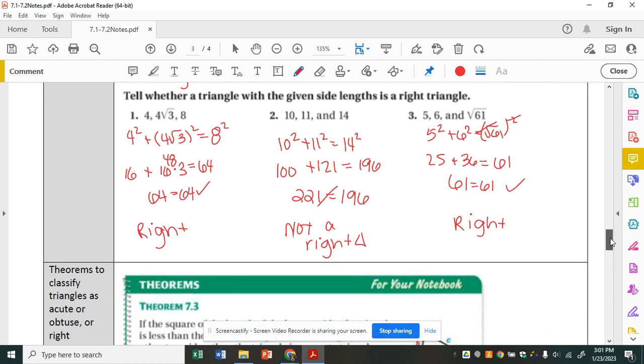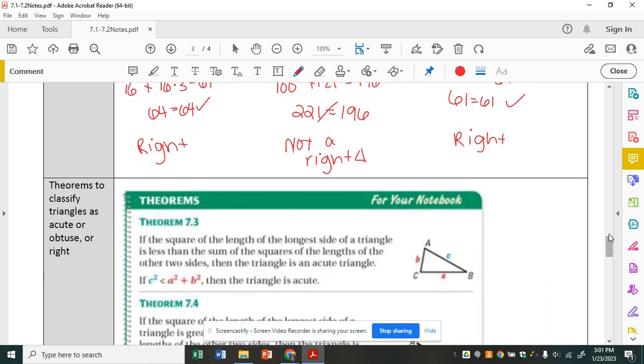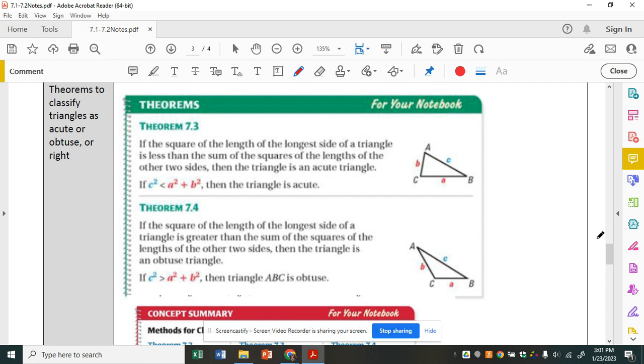Okay, so that's our test on the Pythagorean theorem. We're going to build off of that a little bit. We basically were just saying if these side lengths could form a right triangle or if they couldn't. If they could not form a right triangle, we can go a little bit further.